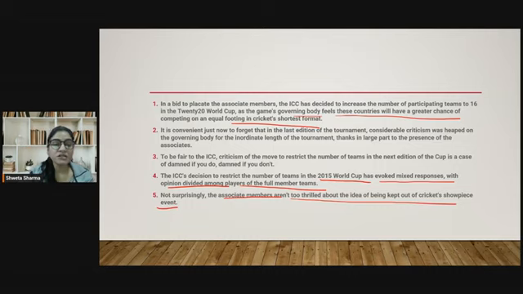Okay, so again we start with the ICC's decision. What are we talking about in the entire context? It's the ICC's decision which we are not really convinced with, right? To restrict the number of teams in 2015 has evoked mixed responses. Now, what are the responses? So we need to discuss that. So we start with D, and then mixed responses with opinion divided among players, right? So naturally, what is that response? Not surprisingly, associate members aren't too thrilled. That is one of the responses you see about the idea of being kept out. It's like an extension of what is given in D, right?